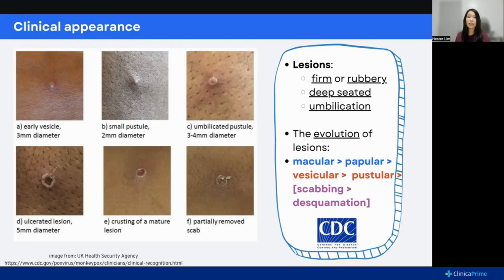Lesions, particularly in Mpox, have been described to be firm or rubbery, very deep-seated, and again, characteristically having a central umbilication, even with the smallest pustules.